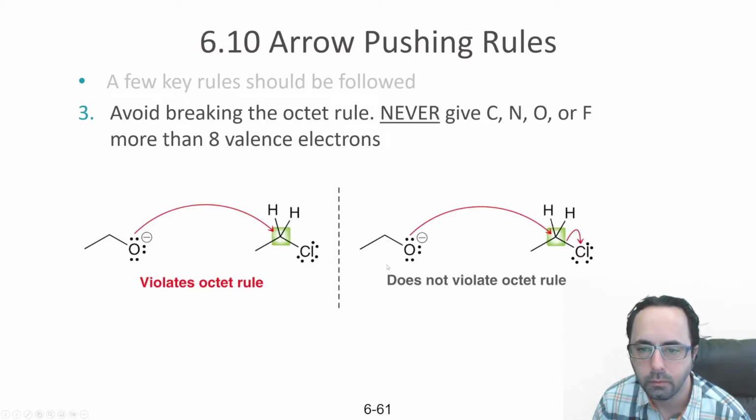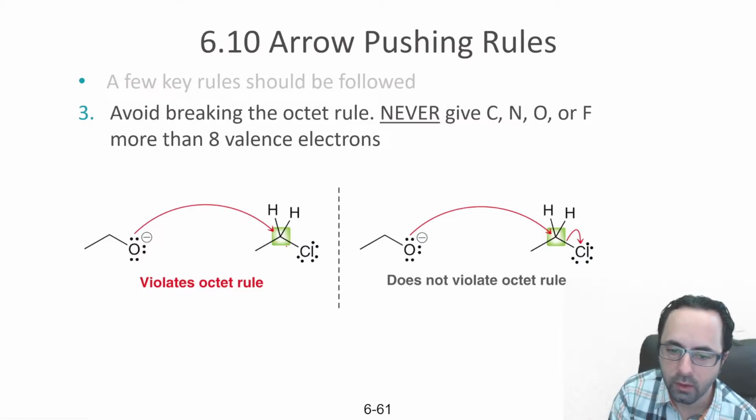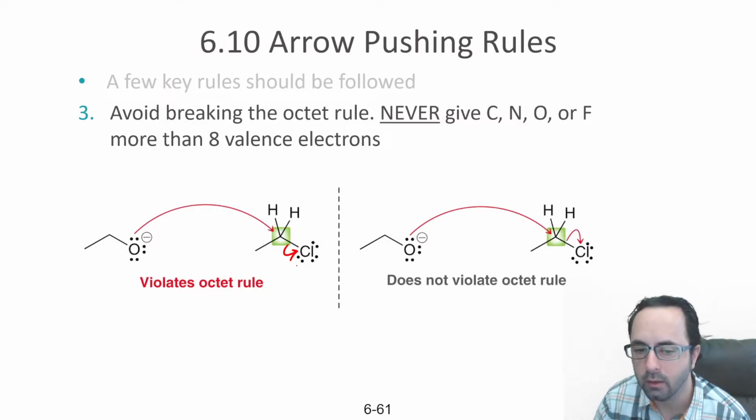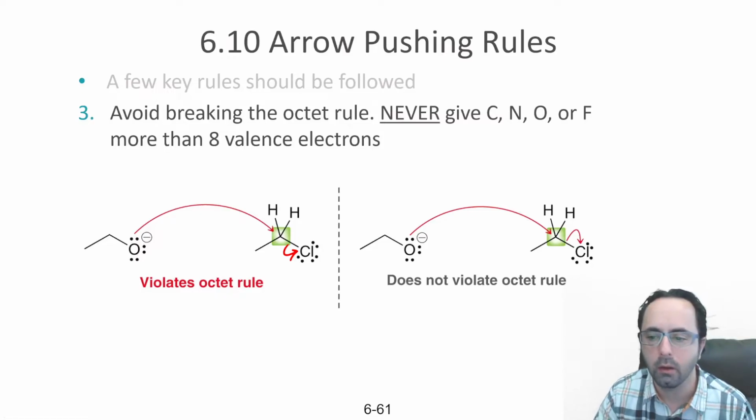Avoid breaking the octet rule. You never want to give carbon, nitrogen, or oxygen more than 8 valence electrons. They just don't fit. So here, this oxygen cannot make a bond to this carbon without another bond breaking. If this is going to occur, then the chlorine must be leaving simultaneously, right? If we were to just make a fifth bond here and not break this bond, that would be exceeding the octet rule for carbon. So be very careful, just like before when we were doing resonance arrows. You need to be careful about violating the octet.